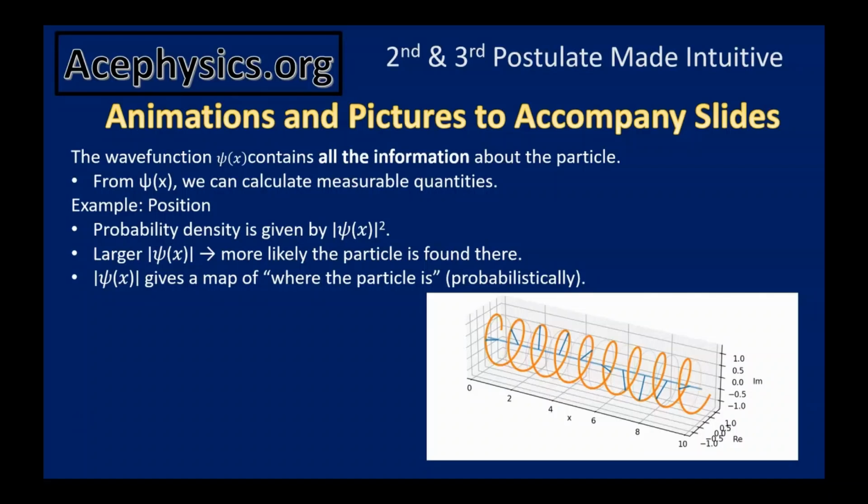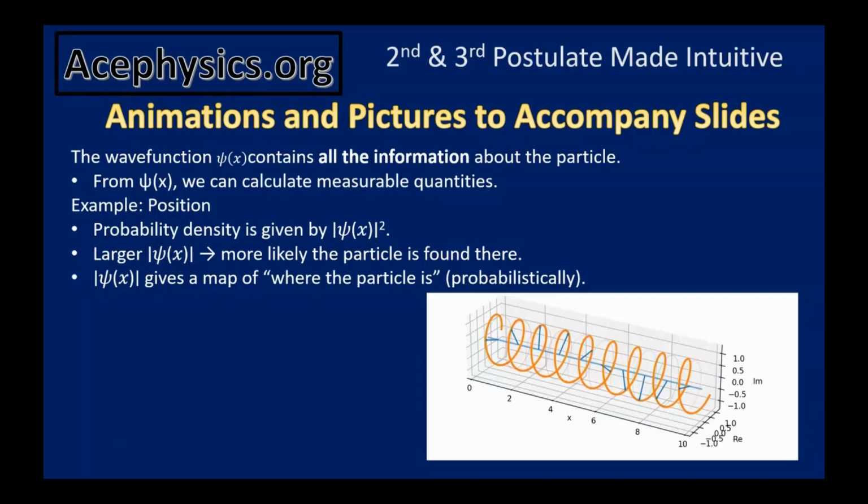Now it's time to take the next step and explain in my own more intuitive, less formal and general way what the second and third postulates actually mean. We learned in video 1 that the state of a quantum particle is described by its wave function, psi of x. Postulates 2 and 3 will teach us that once we know the wave function, we can extract measurable information about the system. One of the most important pieces of information you can get is the particle's position.